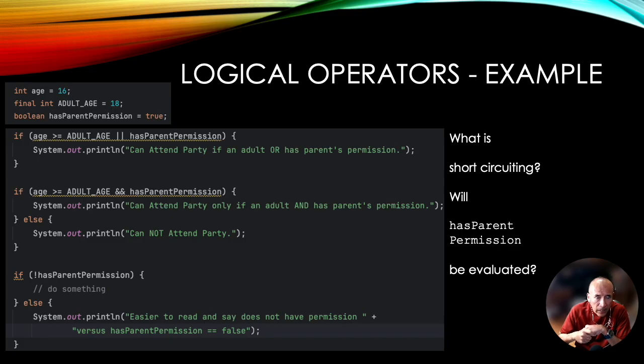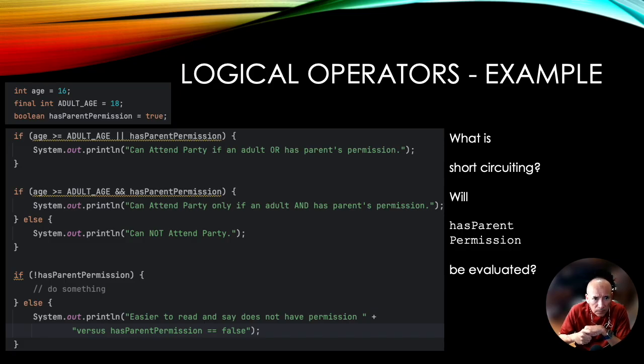The adult age is 18, that's why I have a final there. And by default, I have parent permission. In the first if statement, I check for the or. All right, so I either am above 18 or equal to 18, or I have parent permission, and if so, I can attend the party.